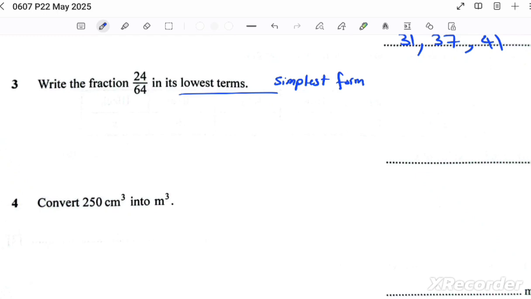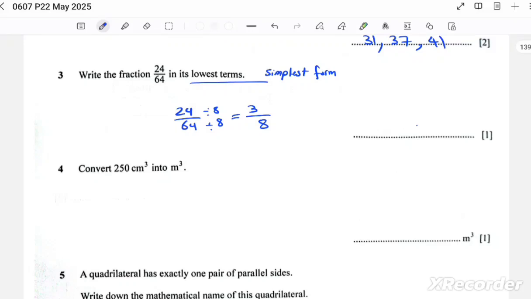Okay, so we need to simplify. So this 24 over 64, you may divide both by 8. So the answer is 3 over 8. 24 over 8 is 3, 64 over 8 is 8. So the answer is 3/8.